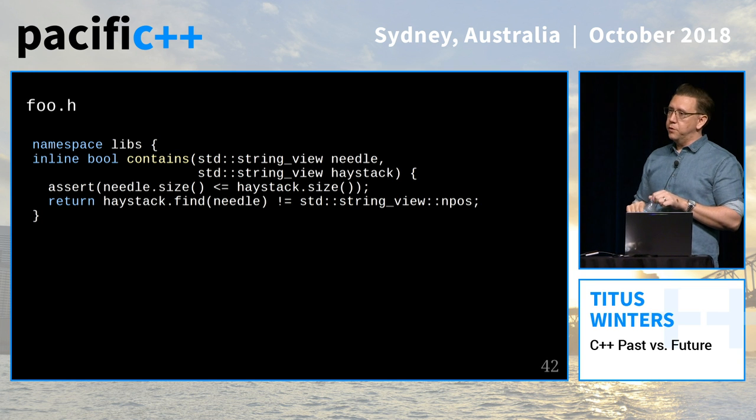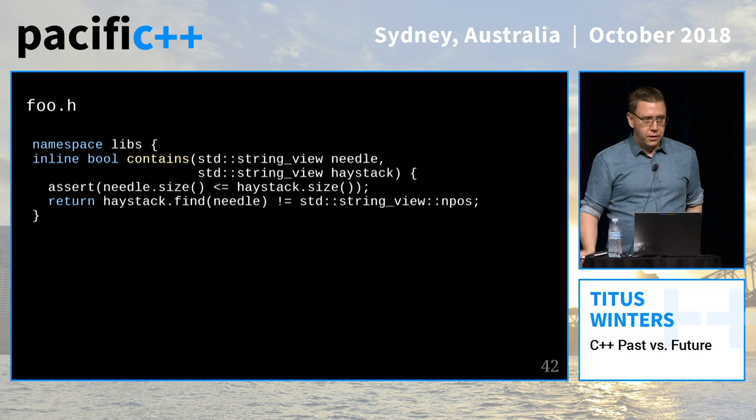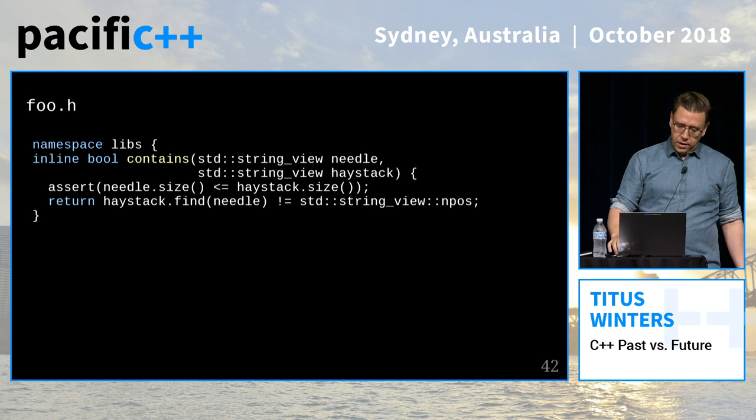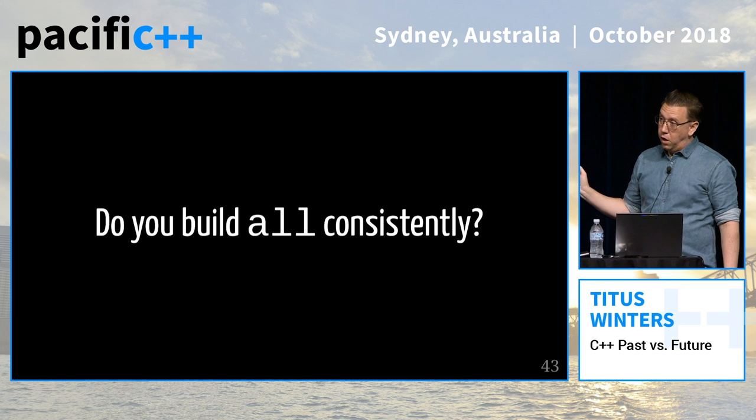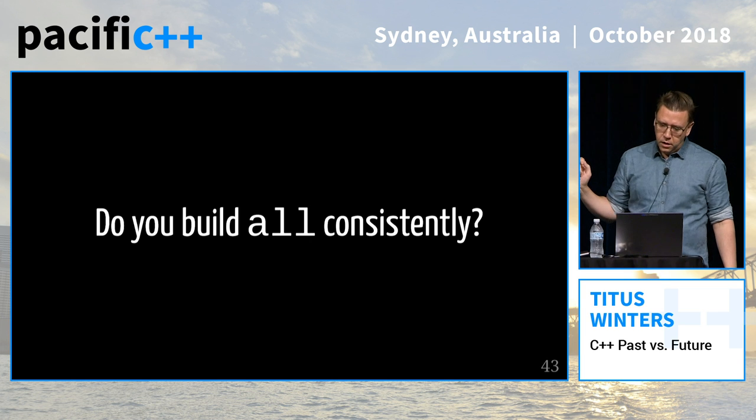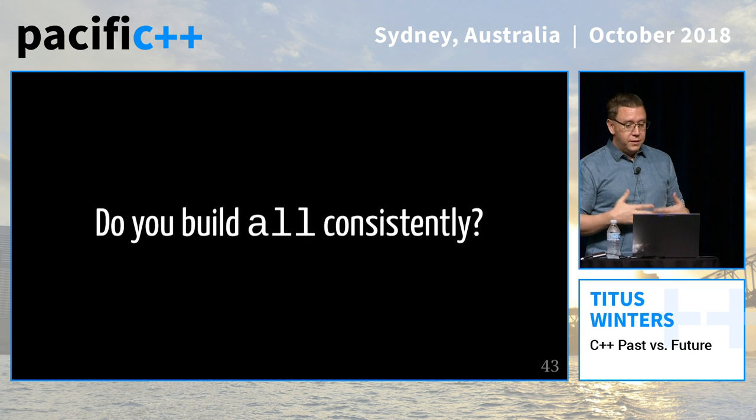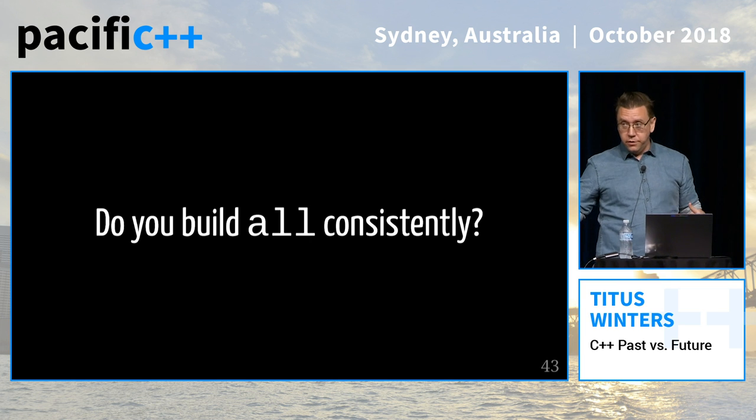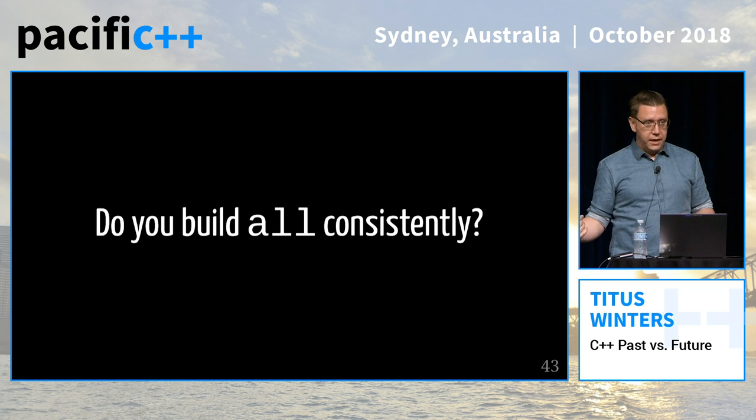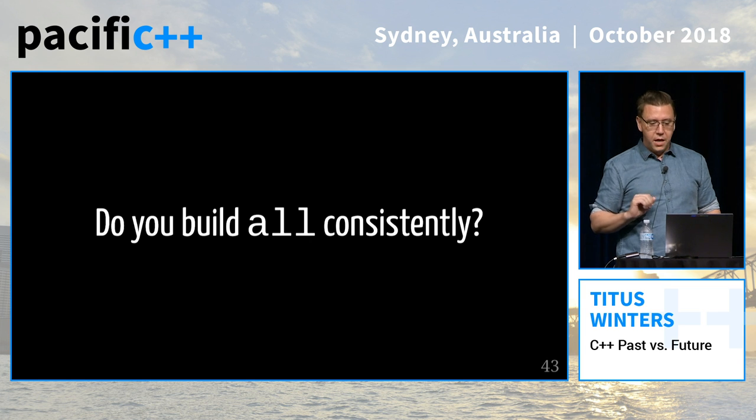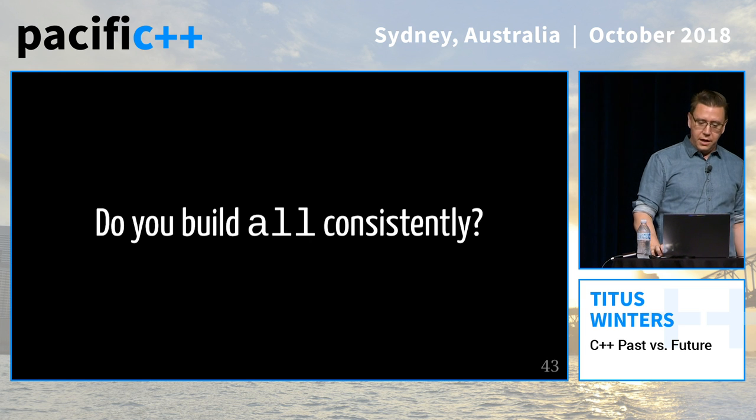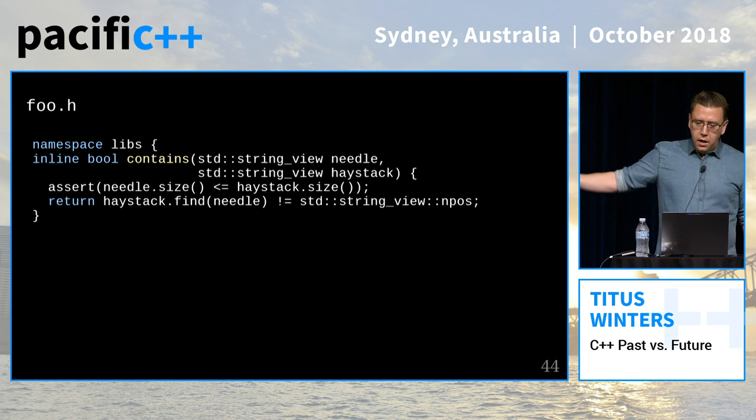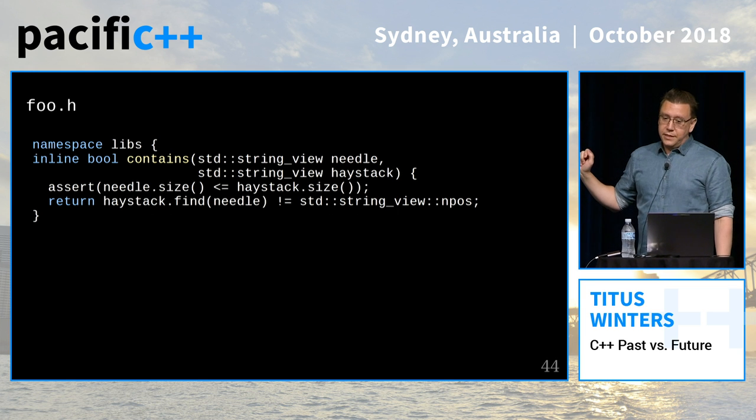I said something about build practices. This actually boils down to one question. Do you build all consistently? The trick here is that if you rebuild everything in your program, including all of your libraries, with the same definitions and the same build flags, then you're fine, right? If you don't, then you are skating on thin ice because it is really easy to violate the one definition rule. In this particular instance, the issue is the assert.